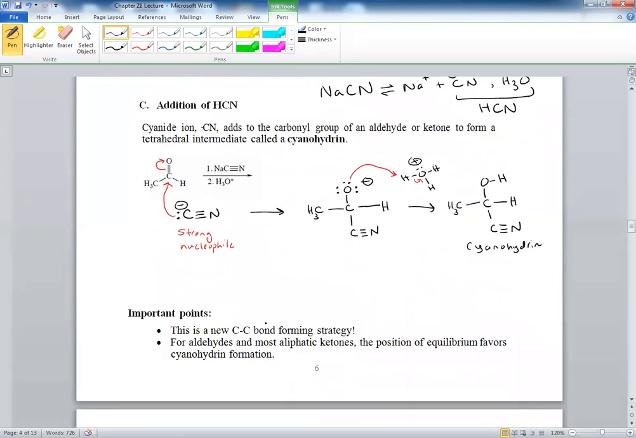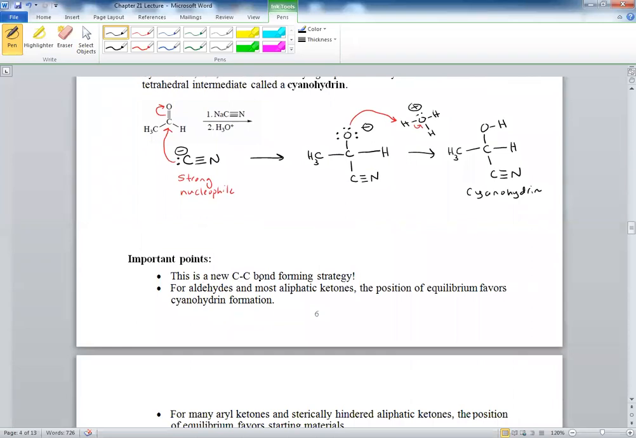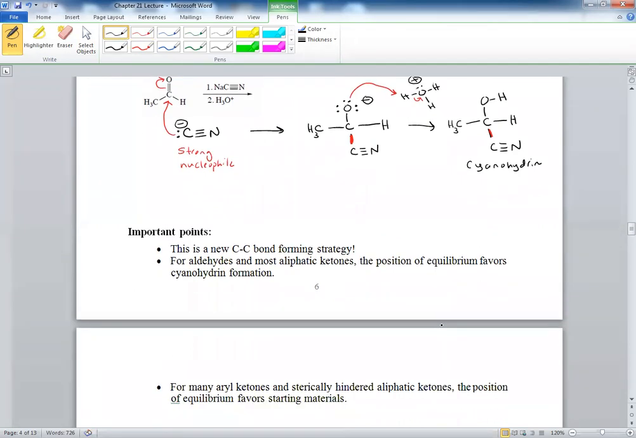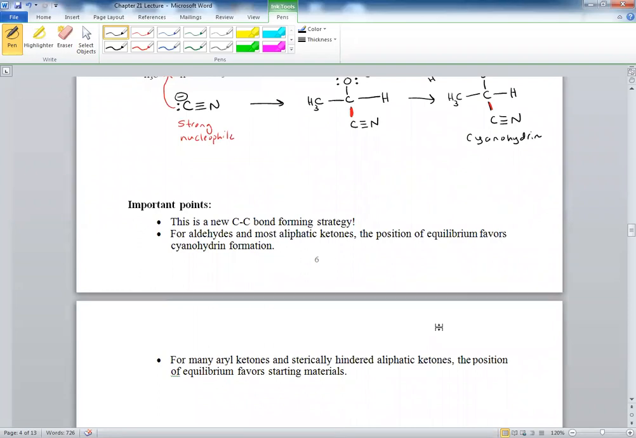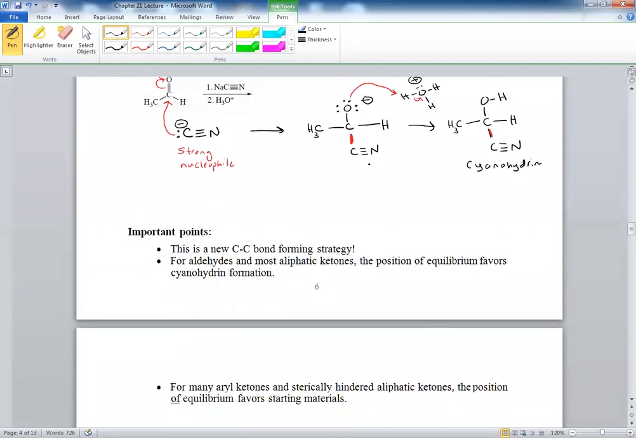A few important points. This is a new CC bond forming strategy. Here's a new CC bond formed. For aldehydes and most aliphatic ketones, the position of equilibrium favors cyanohydrin formation. So this is favored.